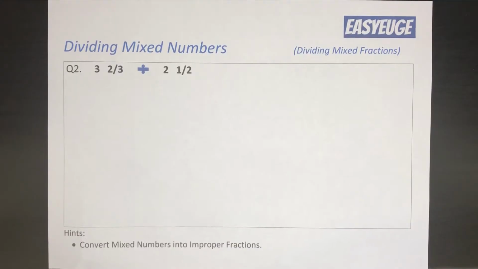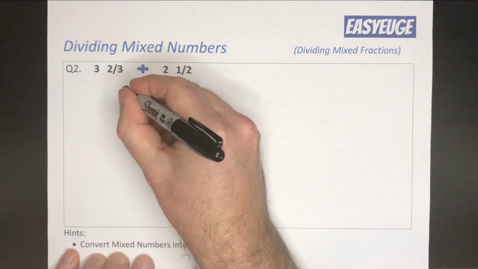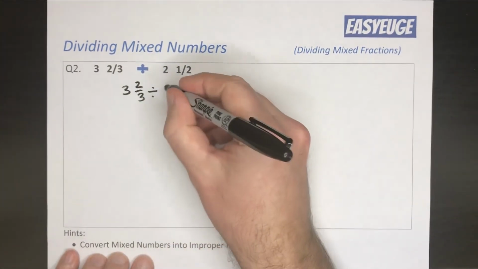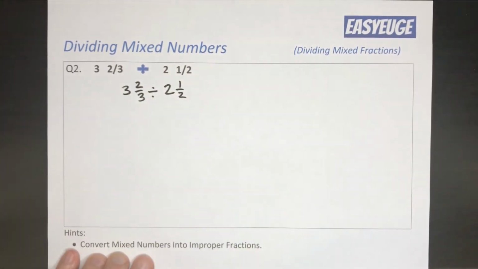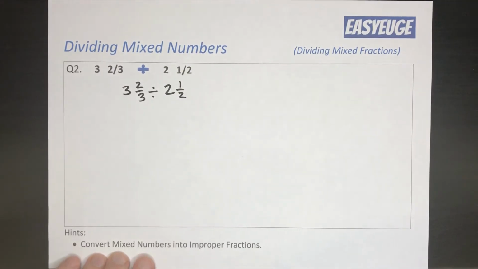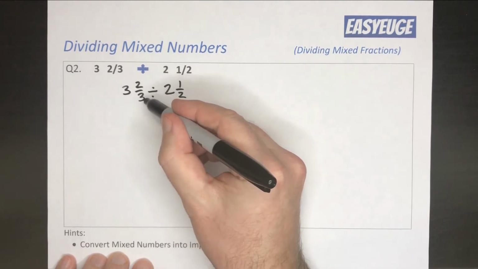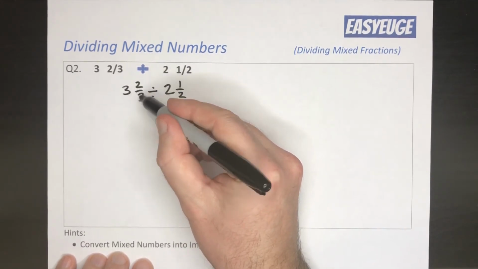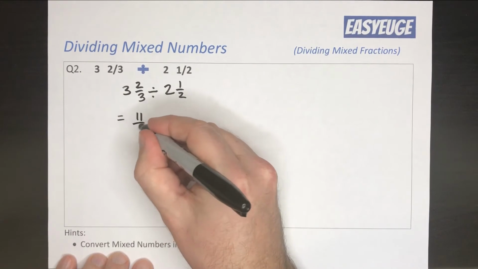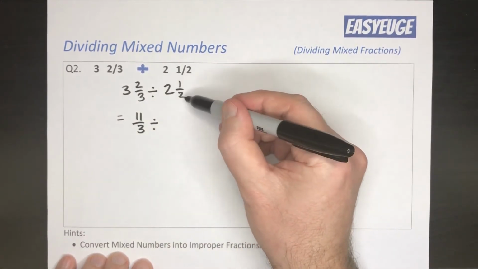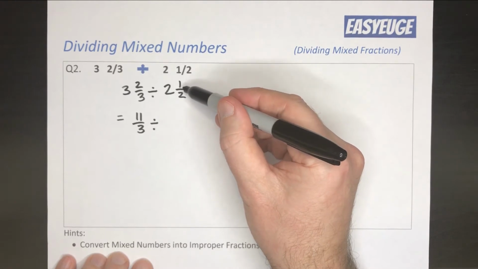The next question is 3 2/3 divided by 2 1/2. So let's write that down. 3 2/3 divided by 2 1/2. As you know, we need to convert the mixed numbers into fractions. 3 3s are 9, plus 2 is 11. That's 11 over 3. We're going to divide that by 2 1/2. 2 2s are 4, plus 1 is 5. That's 5 over 2.